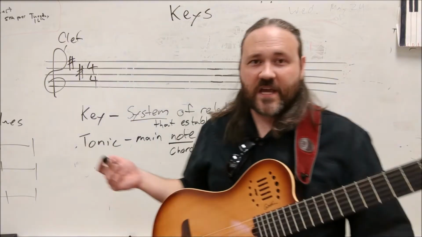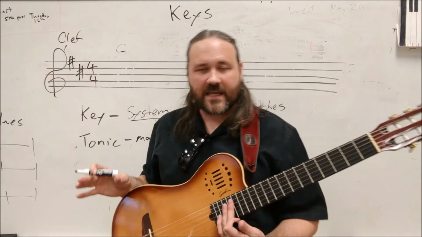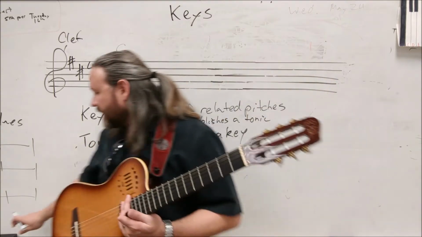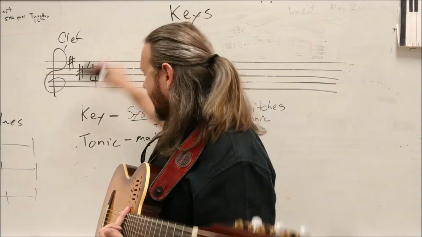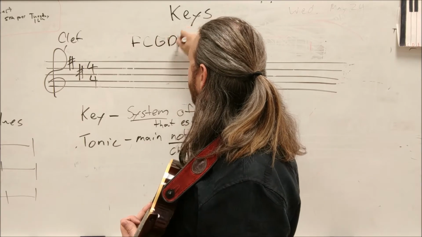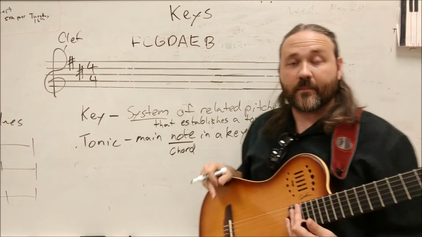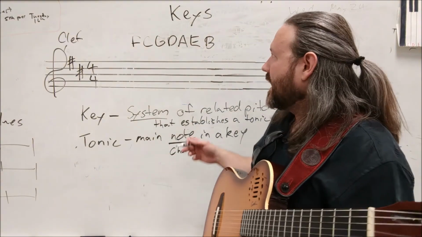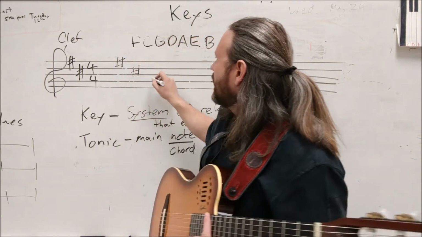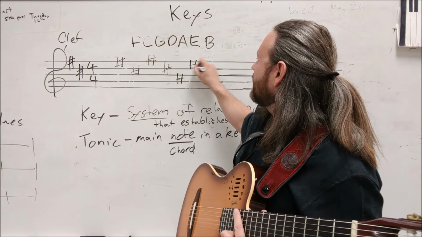Here's how the system works: you have C, which has no sharps or flats. That's the key of C. And as you start to add sharps, you add them in a particular order. And the order that you add sharps in is always the same. It always goes in this order, which is F, C, G, D, A, E, B. And once you have all 7 notes sharp, you're out of notes to make sharp. Okay? So if we're going to add them in order, we're going to go F sharp, C sharp, G sharp, D sharp, A sharp, E sharp, B sharp.